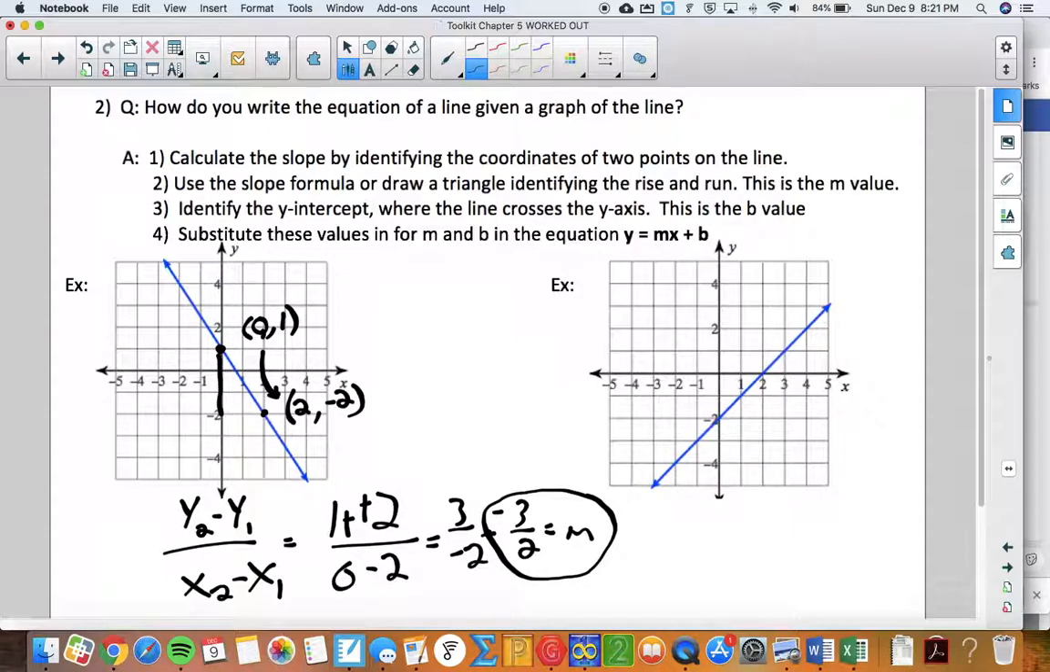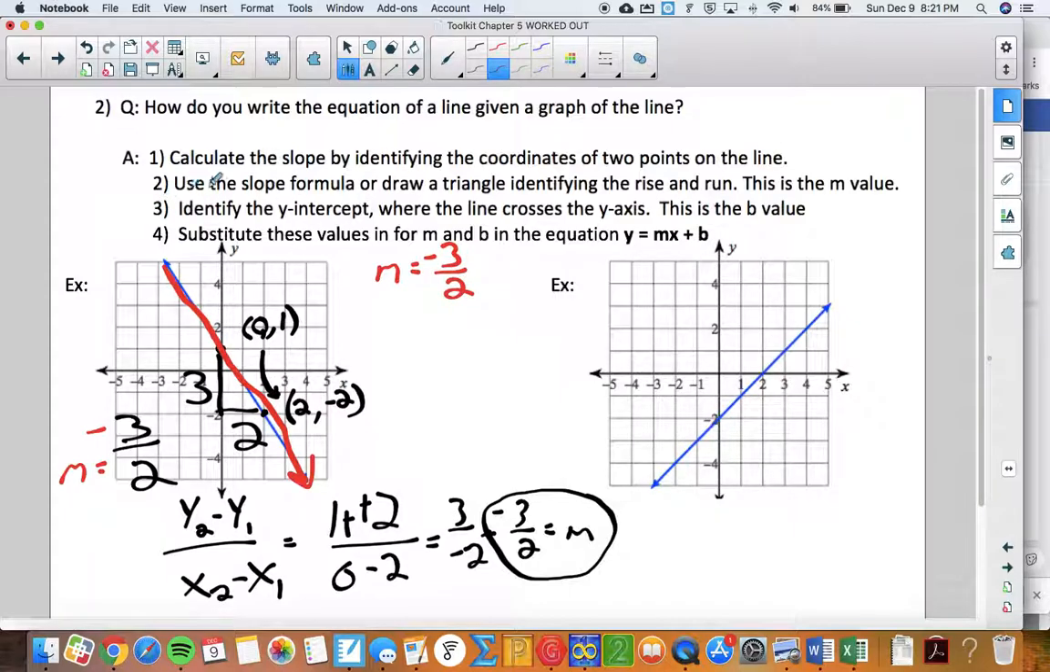Or you can build your rise run triangle. The rise is 3, the run is 2, so you have to put it 3 over 2, and by the way, the slope of this line is totally negative, so you need to make it a -3 over 2, because if a line goes down as we move to the right, it's a negative slope. So whichever way you want to identify the slope as -3/2, do that.